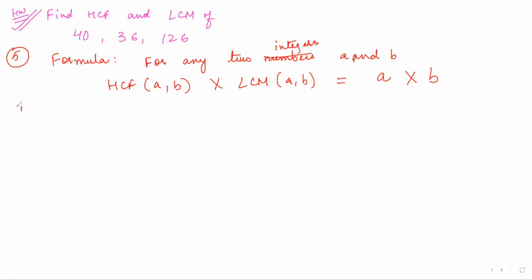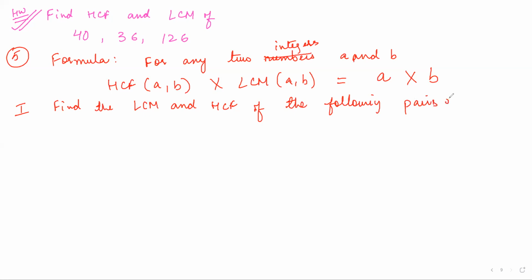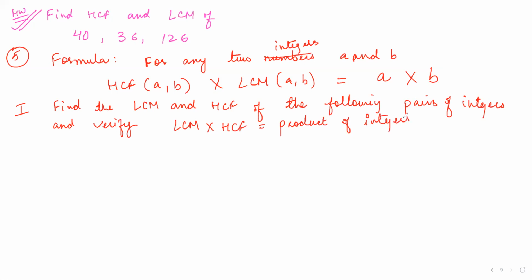Right, now the first type of question which will be asked is like this. Find the LCM and HCF of the following pair of integers and verify LCM into HCF is equal to the product of integers. So you can have numbers like 336 and 54, let's say. First example.